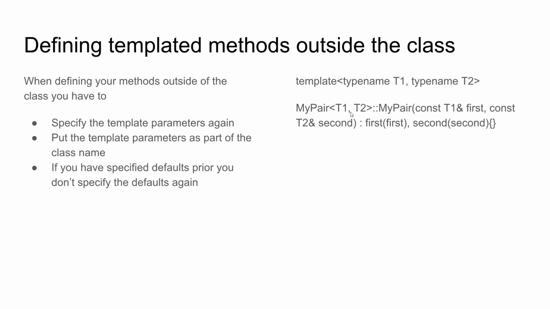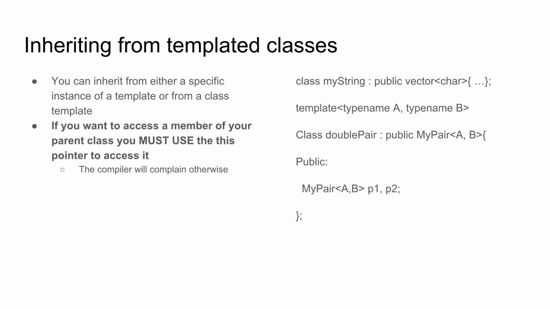So here I have a MyPair of these two types, T1 and T2. If you do a default parameter, you don't specify it again here. And then I have, again, MyPair. It takes as its first argument a T1, second argument is a T2. The first gets initialized to first, and second gets initialized to second. We'll skip inheriting, but you can inherit from templates, and we'll wrap back around to that.